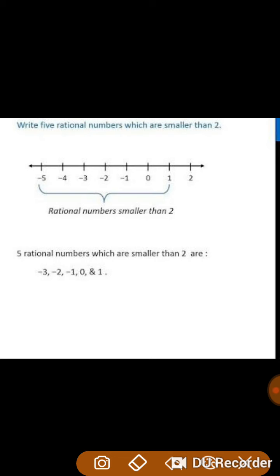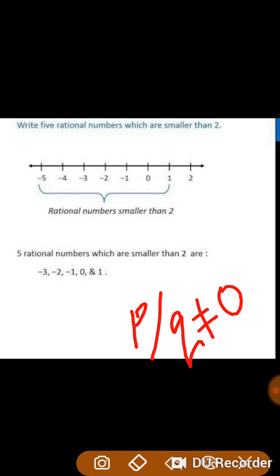Children, we have already studied the concept of rational numbers, which states that any number which can be written in the form of p by q, where both p and q are integers and the denominator q is not equal to 0, is called a rational number. Now let us study how to find rational numbers smaller or greater than a rational number.